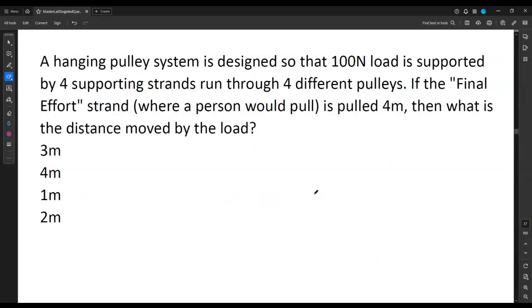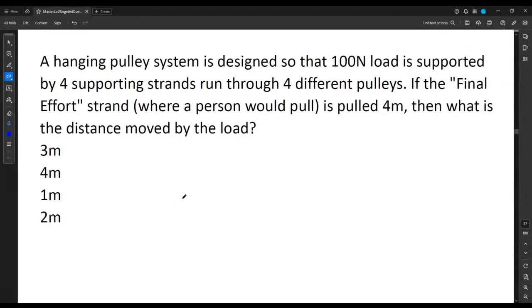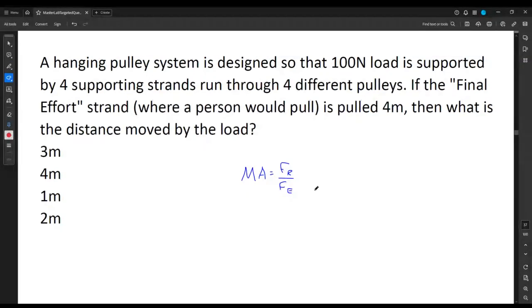Okay, then similar idea, basically the same setup, but this time instead of looking at forces, we want to look at distances. So it's kind of interesting. We have a mechanical advantage formula. Before, we had FR over FE. And that's not going to work here because we don't have any force. I mean, technically, we're told this. We could calculate the one if we wanted to, but it's not asking about that.